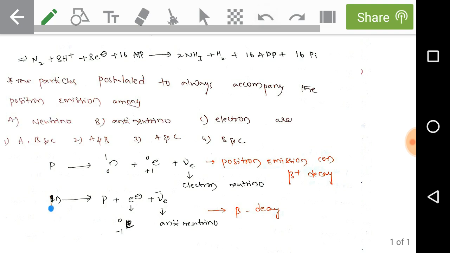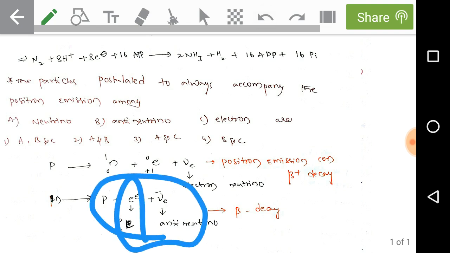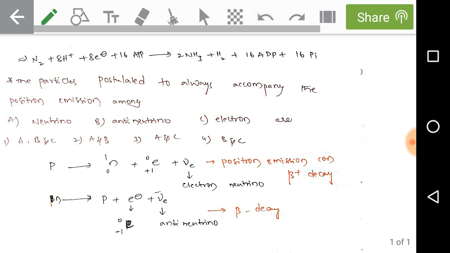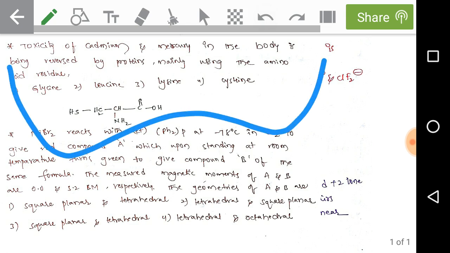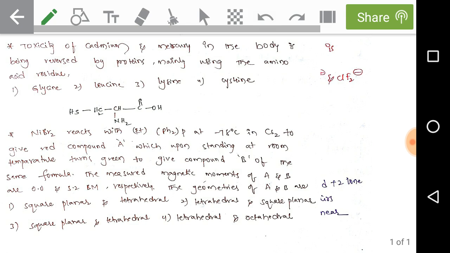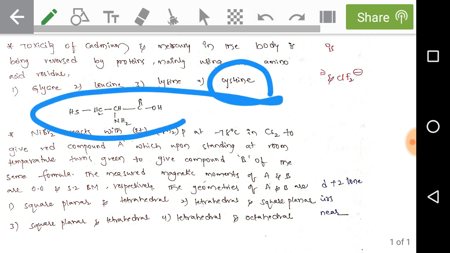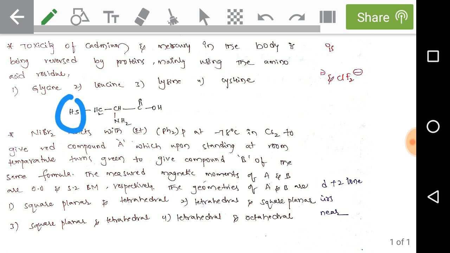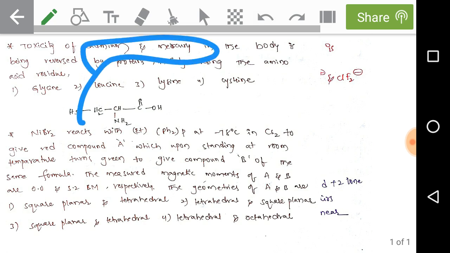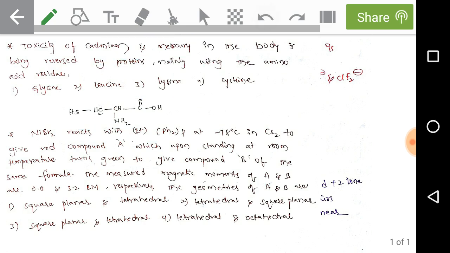And you can also see that whenever more neutrons are present in the nucleus, then it emits an electron, that is a beta particle, and an antineutrino, okay. So in this case you can see beta particles come with antineutrinos. Just remember that extra point. Next one, toxicity of cadmium and mercury in the body is reversed by proteins mainly using which amino acid residue. Here simply cysteine can be used, because cysteine has sulfur, a thiol, and the sulfur binds with cadmium and mercury, that's why the amino acid cysteine is used, okay, right.